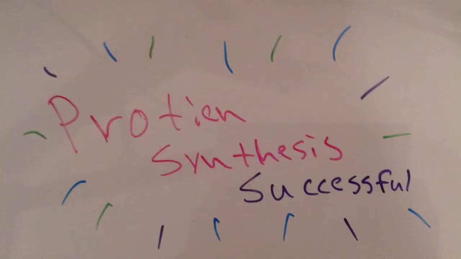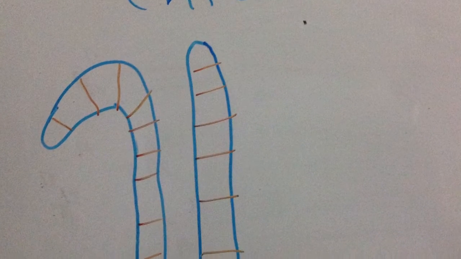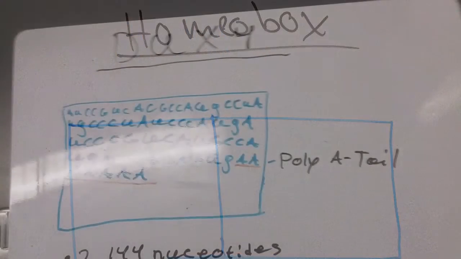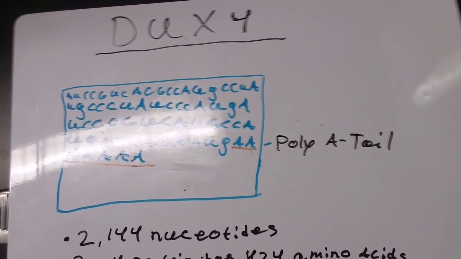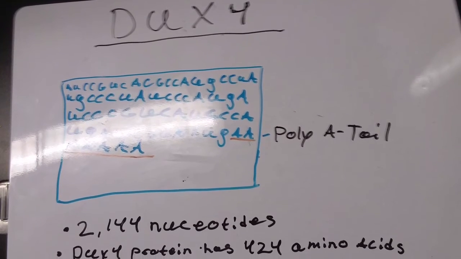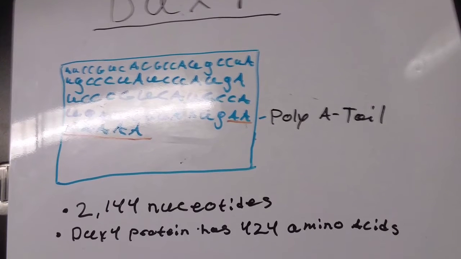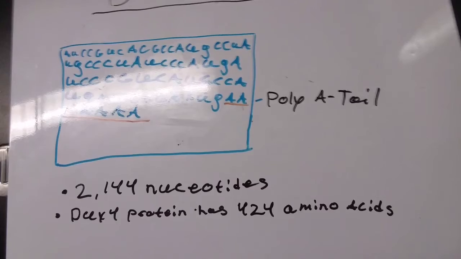We finally have made a protein successfully, but things can go wrong and make a bad protein that affects the cell. DUX4 is the gene that we are doing. It is found on the end of chromosome 4. It's in the D4Z4 region, the last two repeat units. The chromosome region is 4q35. It has 2,144 nucleotides, and it performs functions in the muscles. It has 242 amino acids.